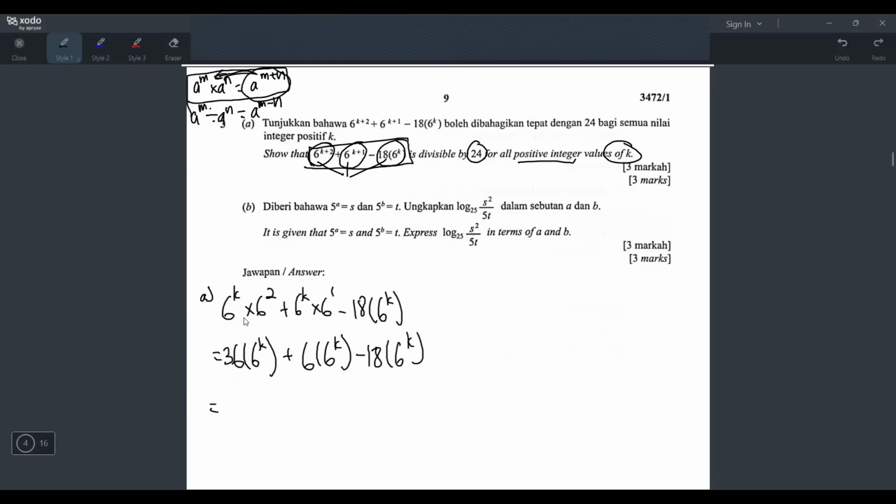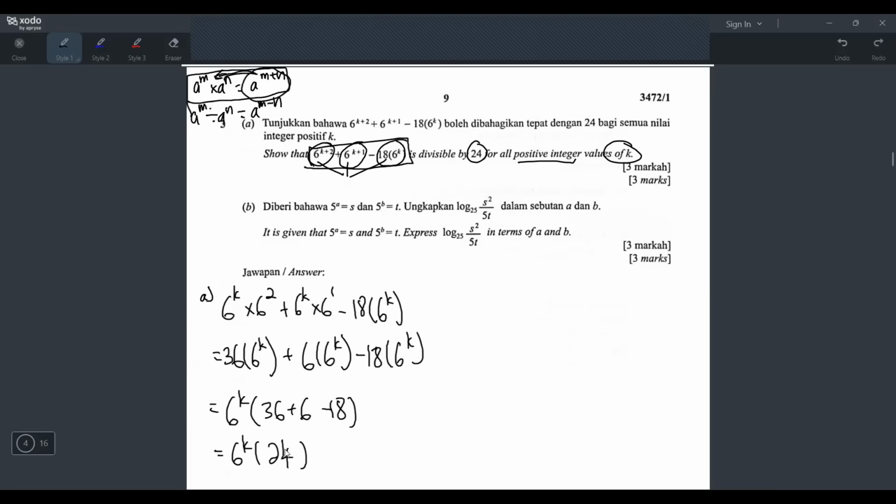After you reach here, you can see that everything you wrapped earlier is all 6 power k, 6 power k, 6 power k. So it means there are 3 terms here, and all 3 have 6 power k. It means you can factorize out the 6 power k like this. You take out 6 power k from all 3 terms. In the first term, after you take out 6 power k, you are left with 36. In the second term, you are left with 6. In the third term, you are left with minus 18. When I say take out, it means divide, like I factorize. So now I am left with 6 power k, and I press all this and I get 24.